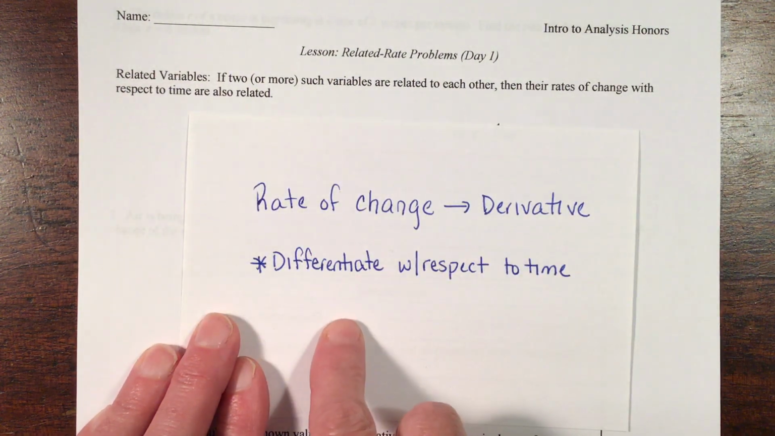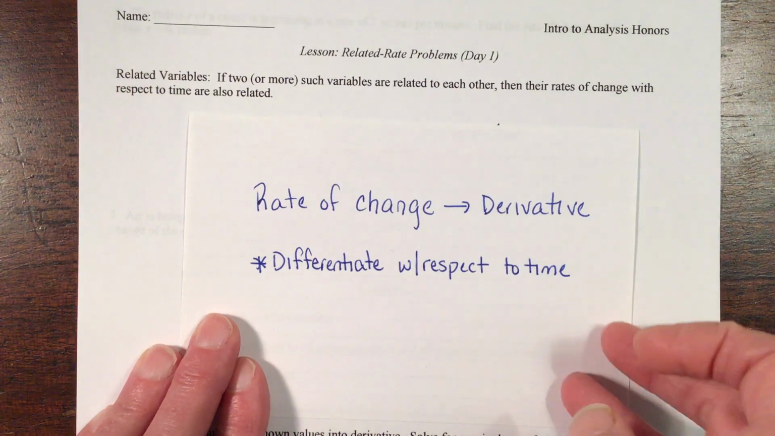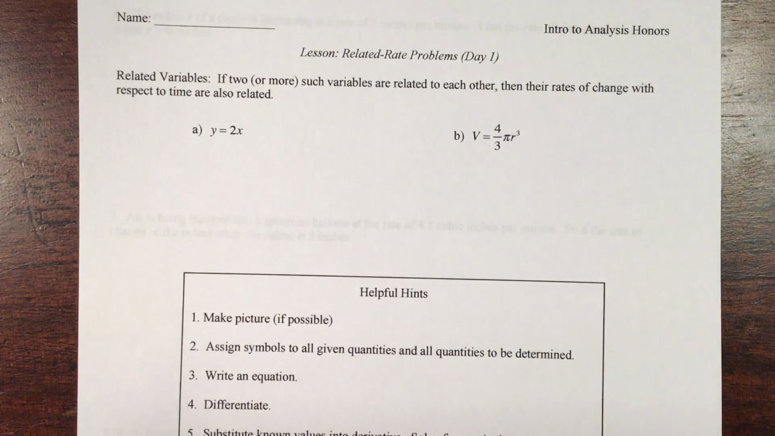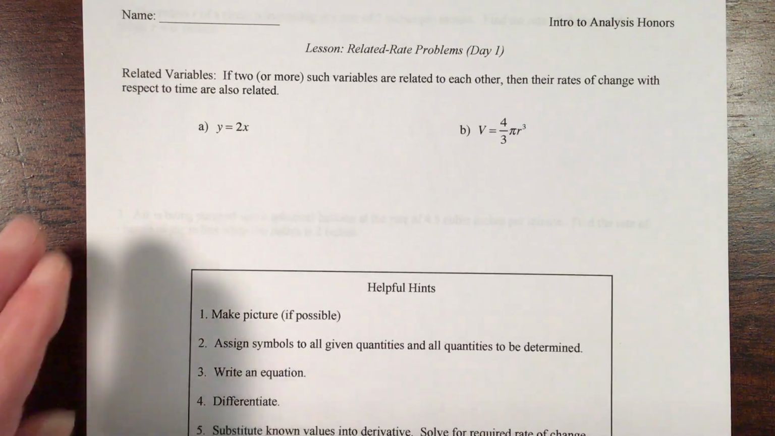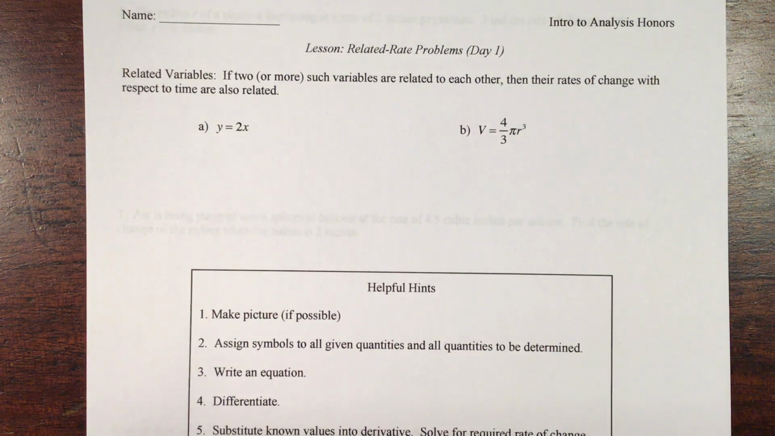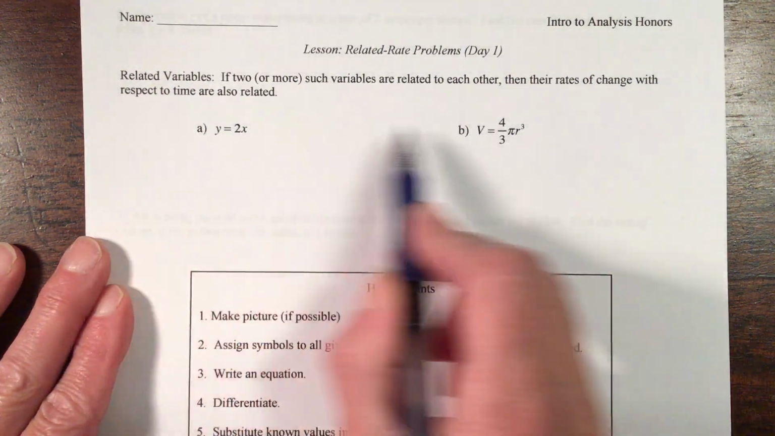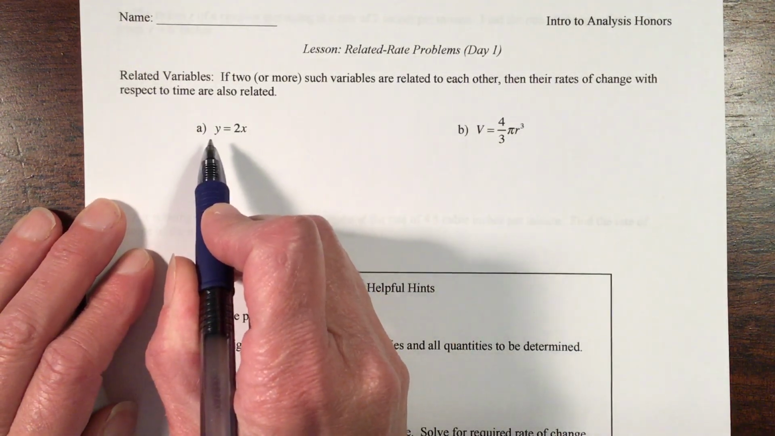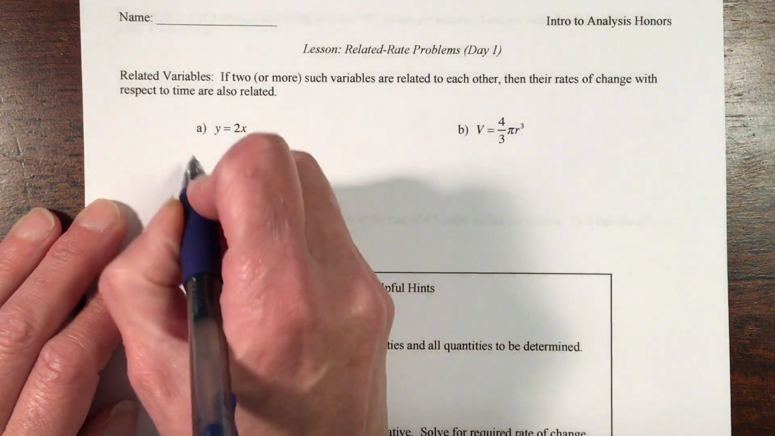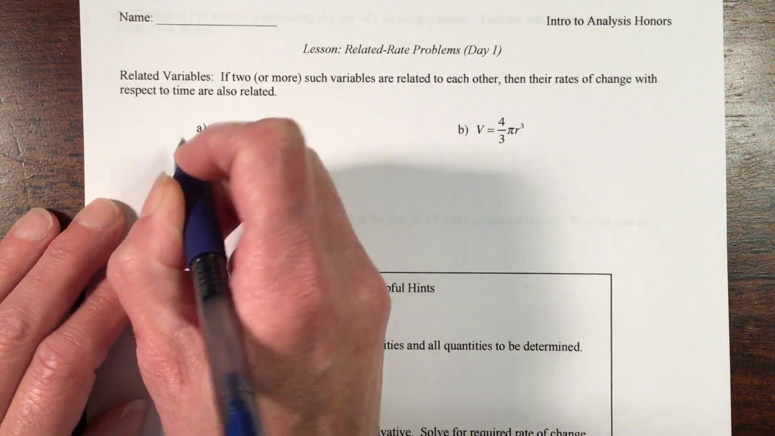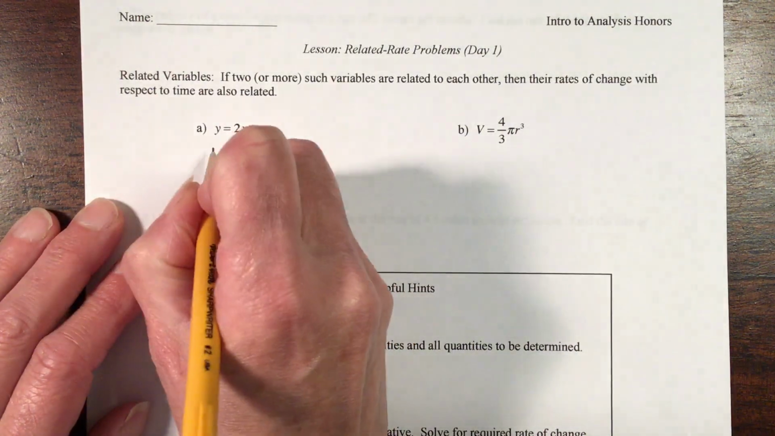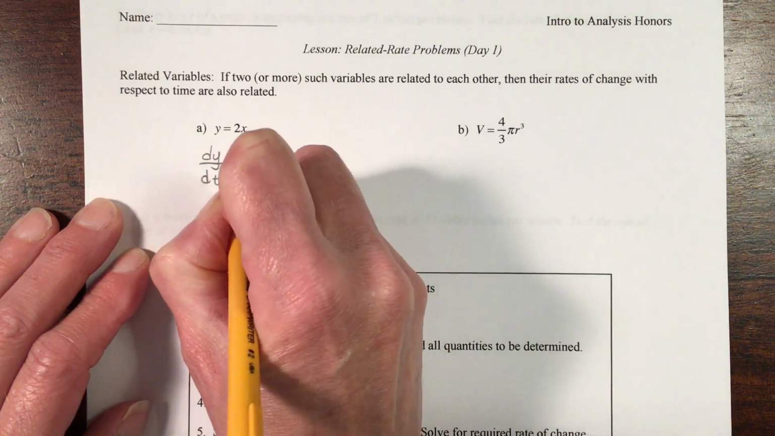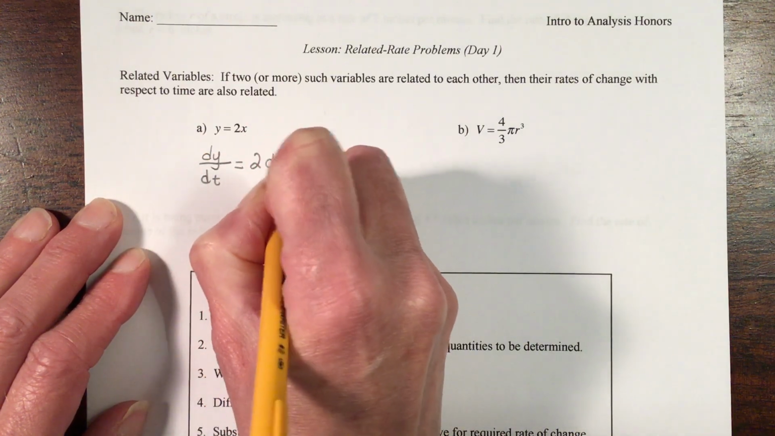So we're just going to differentiate each term with respect to time now. So instead of writing dy/dx, we're going to write dy/dt, the rate of change of y with respect to t. So let's begin right now by simply differentiating each of these equations here. If I'm looking at part A, y equals 2x. If I differentiate that with respect to time, dy/dt equals 2 dx/dt.